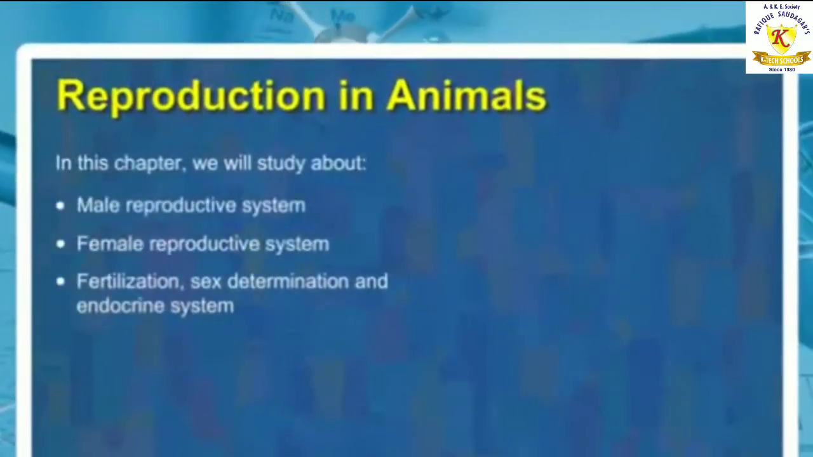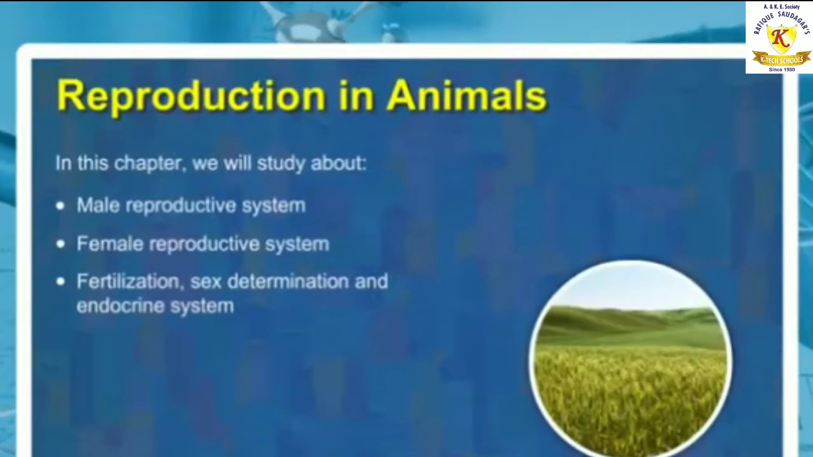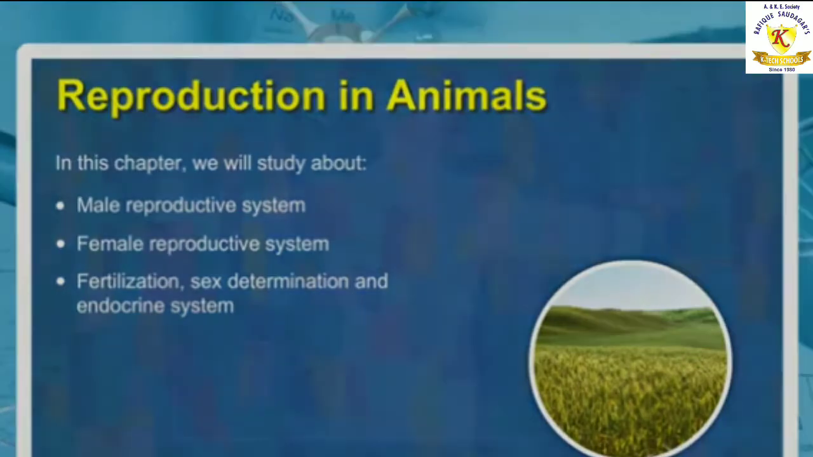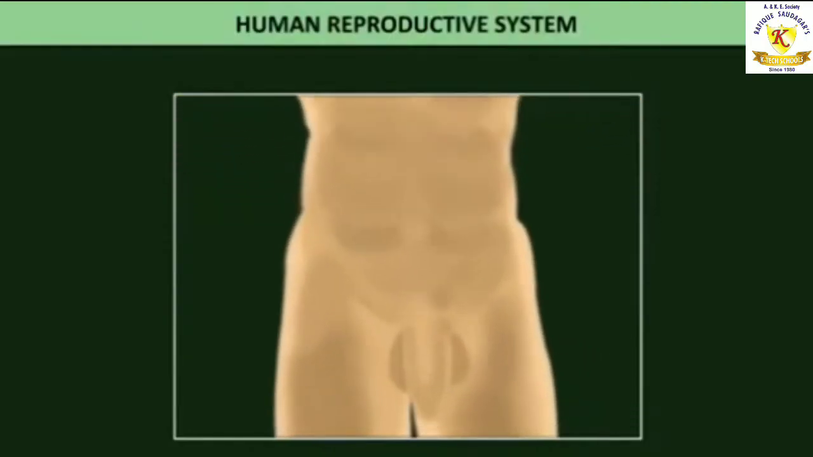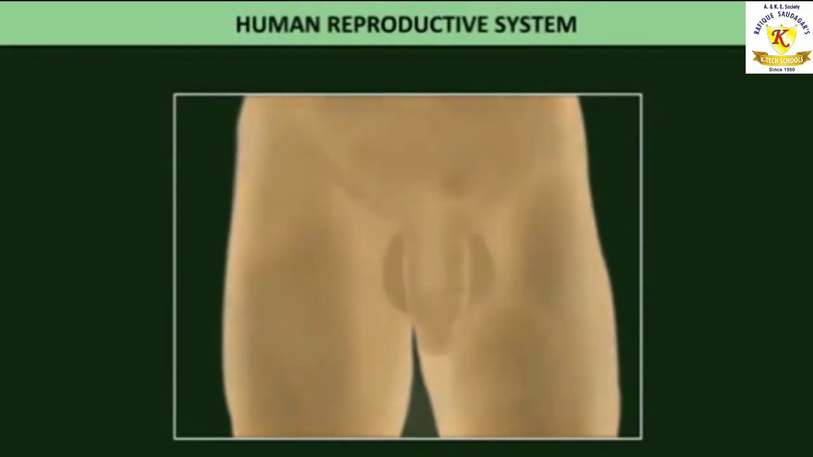So in this video, we are going to learn about the male reproductive system, female reproductive system, fertilization, sex determination, and endocrine system. So let's start, students. Are you ready? First, the male reproductive system.